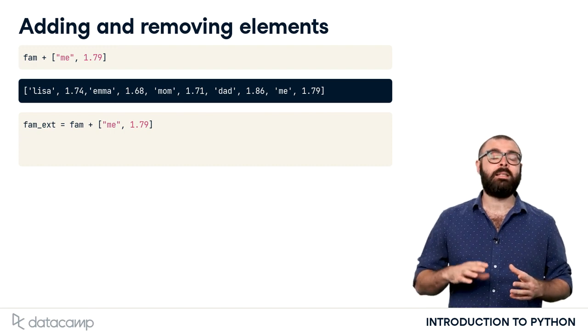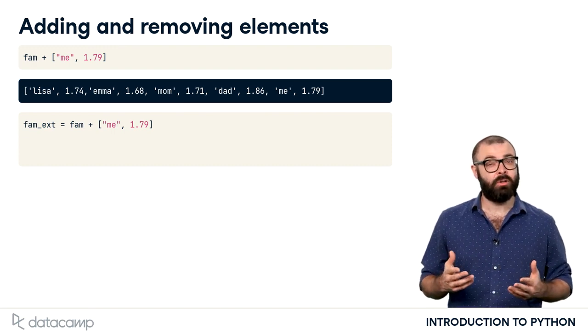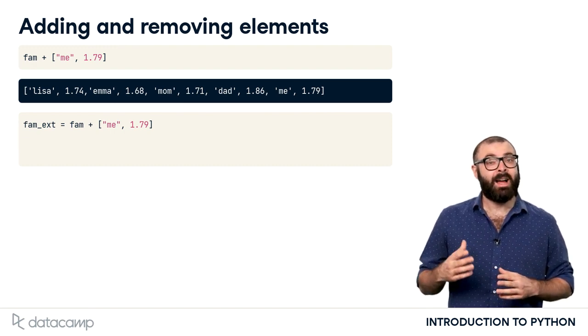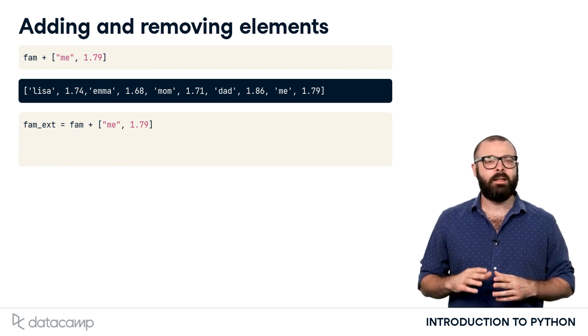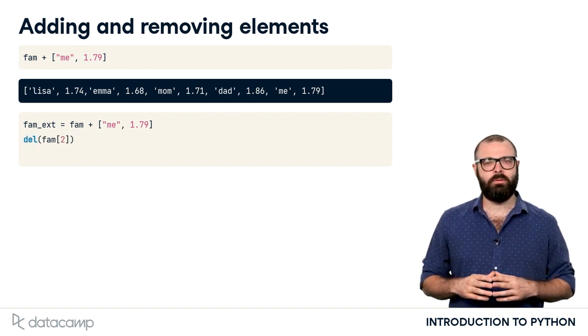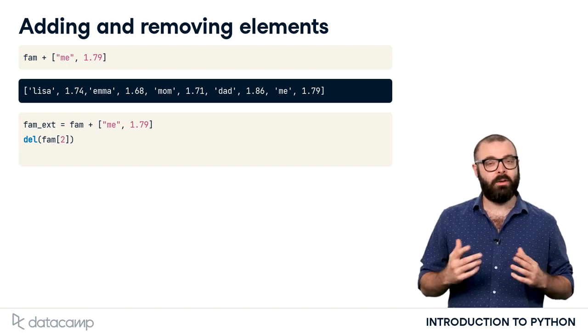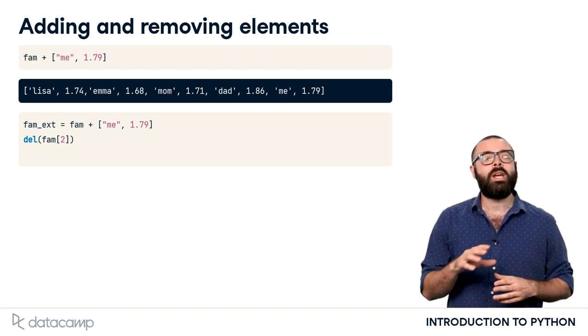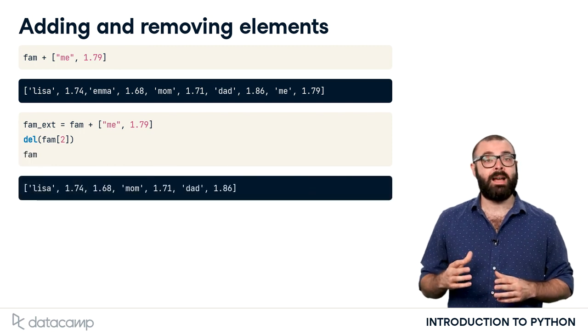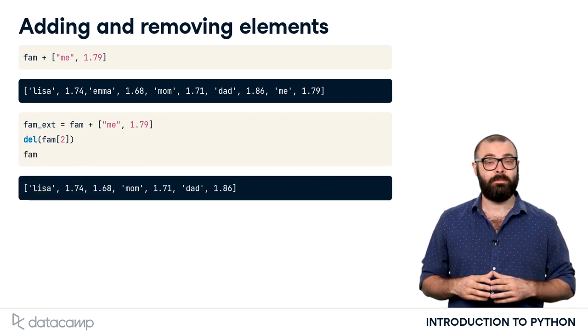Finally, deleting elements from a list is also pretty straightforward. You'll have to use del here. Take this line, for example, that deletes the element with index 2, that is, Emma, from the list. If you check out fam now, you'll see that the Emma string is gone.